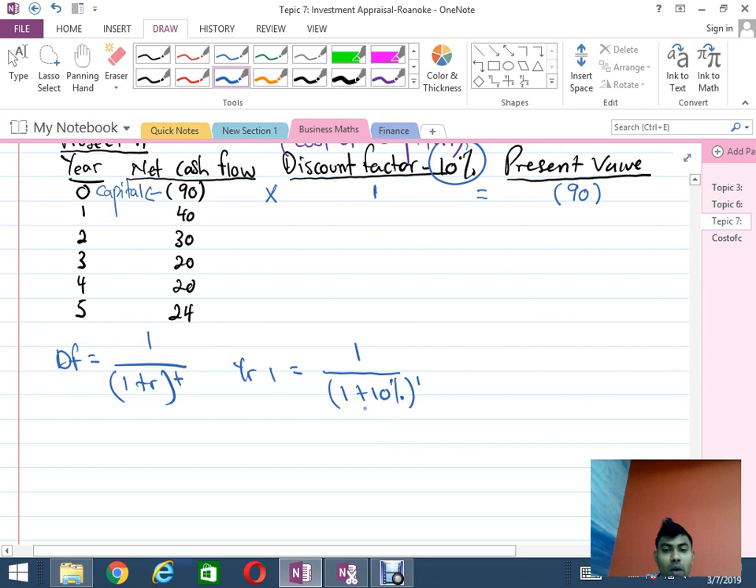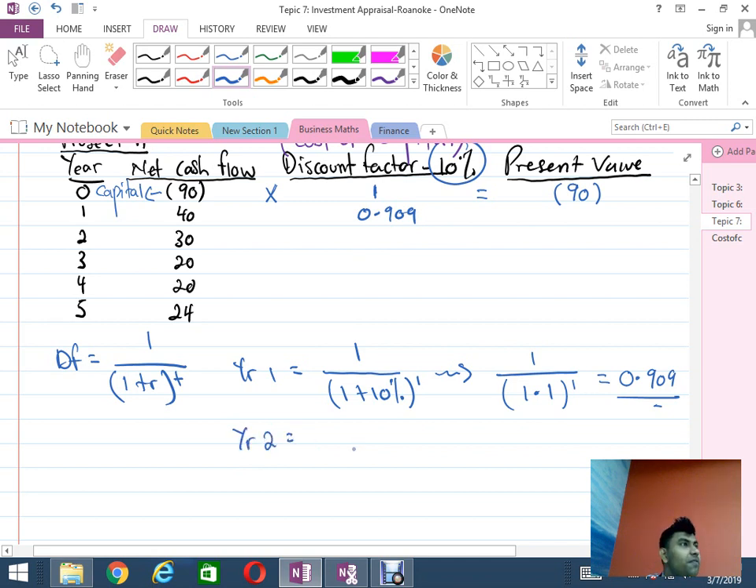So do you guys still remember 1 plus 10% is how much? 1 plus 10% is 1.1. Then you power of 1. 1.1 power of 1, you get 1.1 also, right? So 1 divide 1.1, you get 0.909 something, right? So you take 3 decimals, enough. Check. So for year 1, you get 909. Check. Okay.